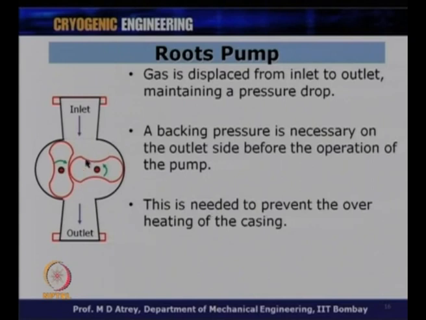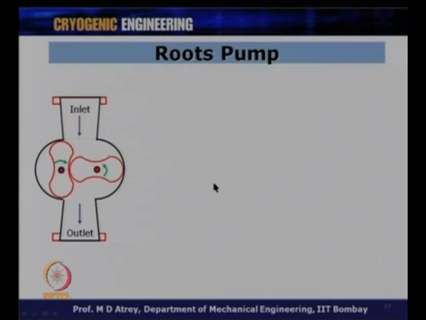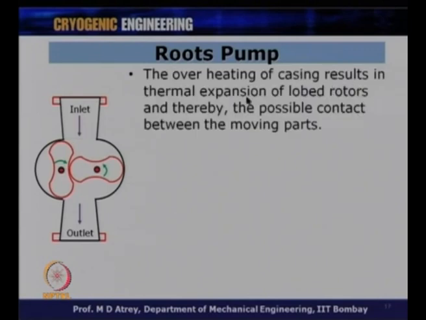Alright. So, the viscosity of the gas also plays a very important role in creating heat in the Roots pump operation. The overheating of the casing results in thermal expansion. If that happens, it will result in thermal expansion of the lobe rotors, and thereby possible contact between the moving parts, and this should be avoided. If these two start having contact, they can't move, and it will result in failure of the Roots pump.